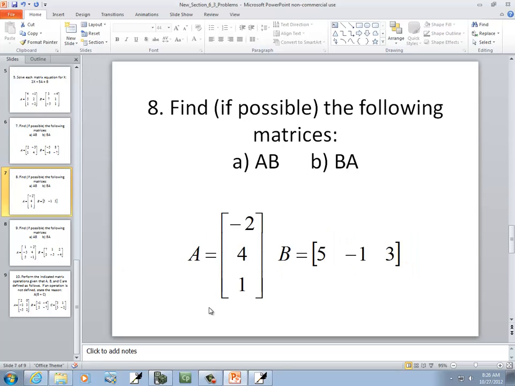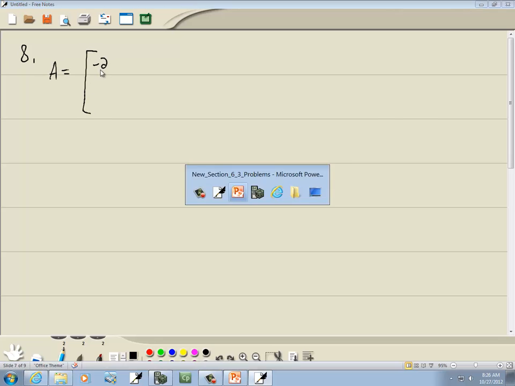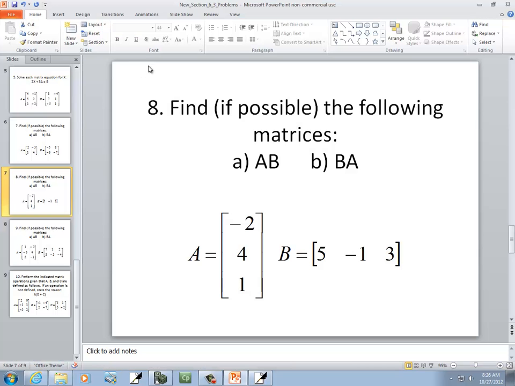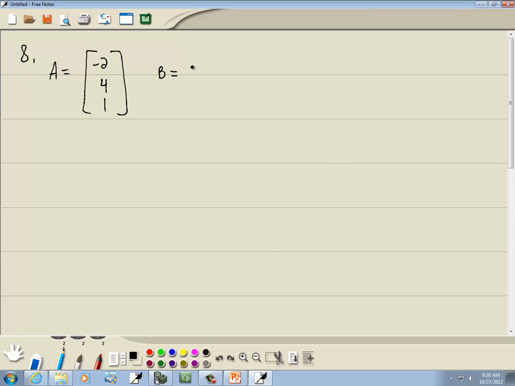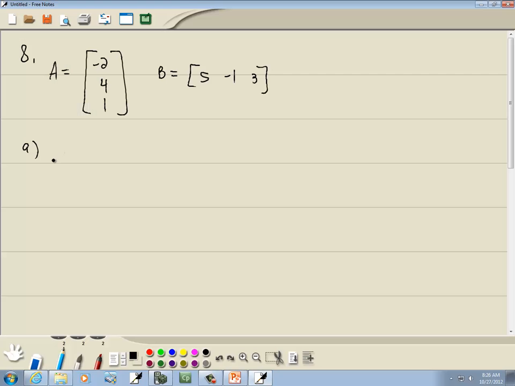Good. This one shows what I wanted to show in terms of the size of the matrices. Okay, we got A is equal to negative 2, 4, 1. And B is equal to 5, negative 1, and 3. And the first thing we want to do is multiply these together. So A times B.